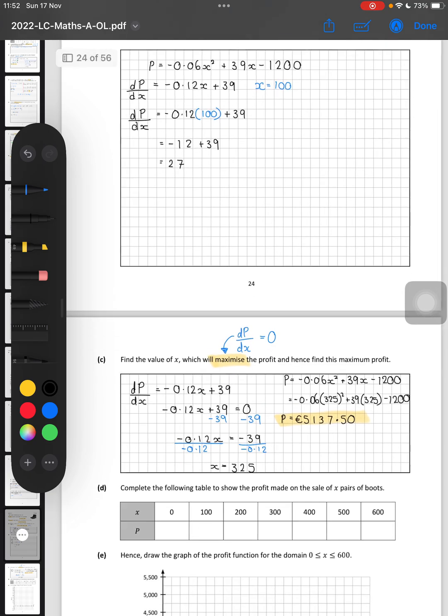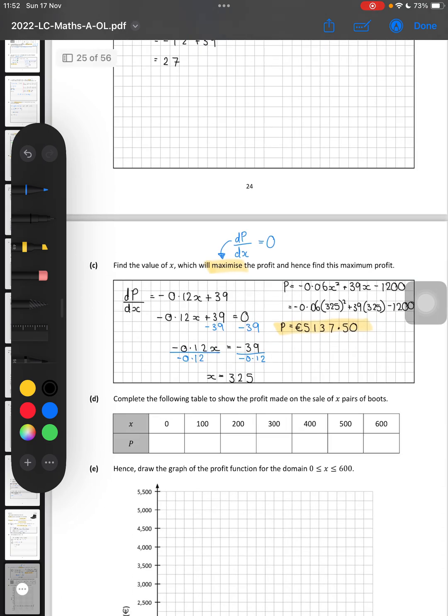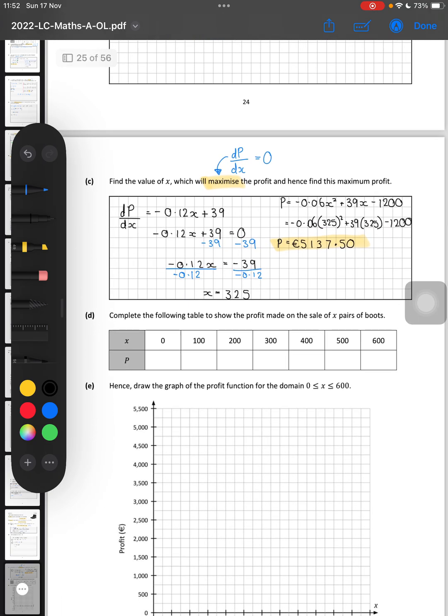Part D says complete the following table to show the profit made on the sale of X pairs of boots. Okay. So, we need to literally find this. For the different values of X, I need to find different values of P. I was given my function earlier on in the question. I also have it written here on this page. Okay, I need to find my different values for the profit for this.